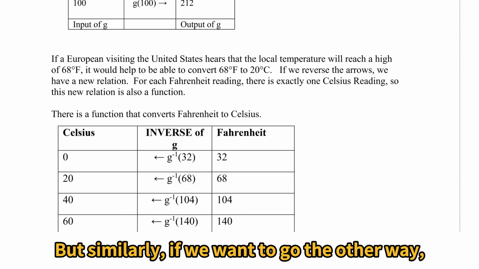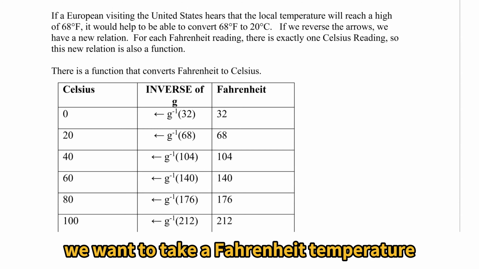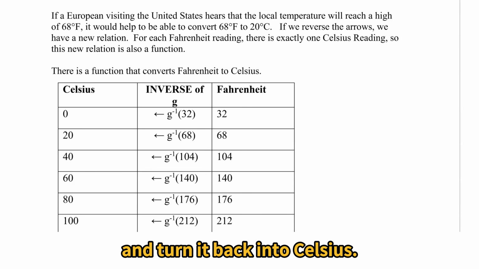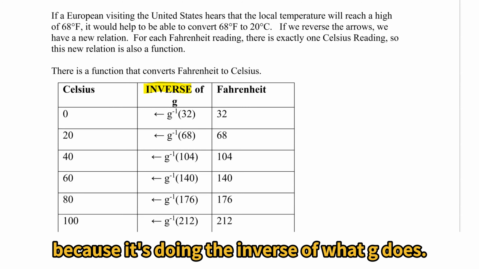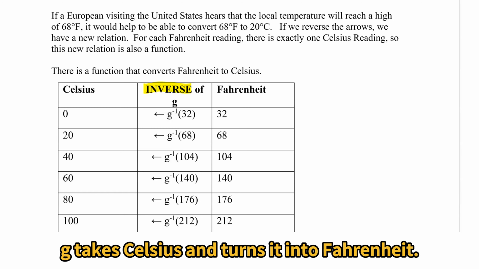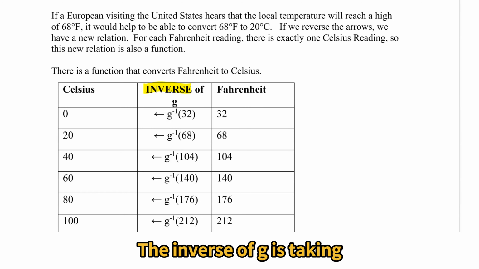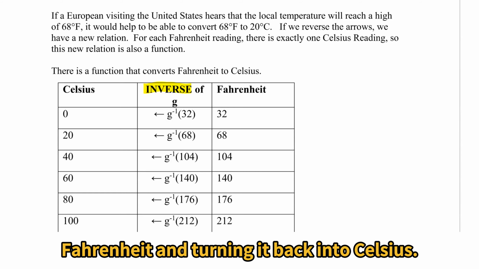But similarly, if we want to go the other way, we want to take a Fahrenheit temperature and turn it back into Celsius. We call this the inverse of g because it's doing the inverse of what g does. g takes Celsius, turns it into Fahrenheit. Inverse of g is taking Fahrenheit and turning it back into Celsius.